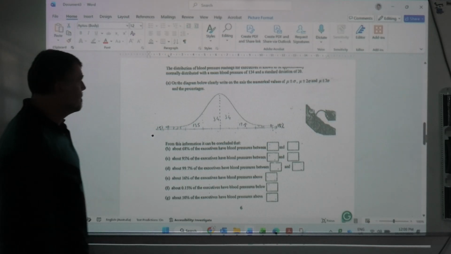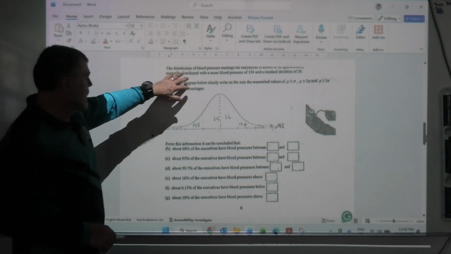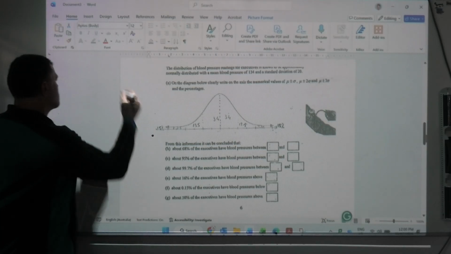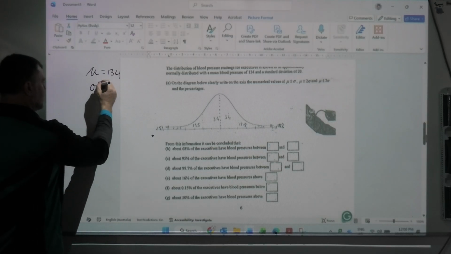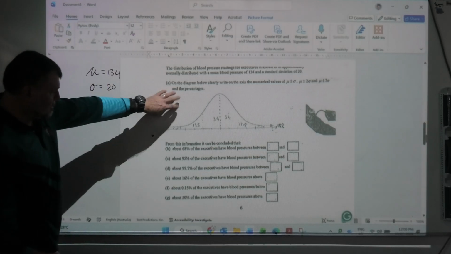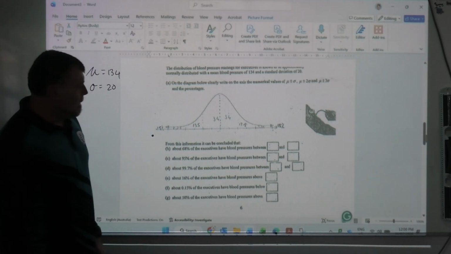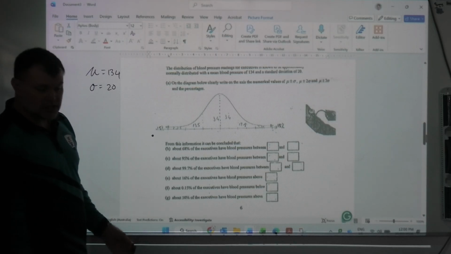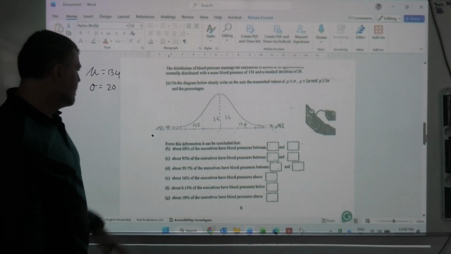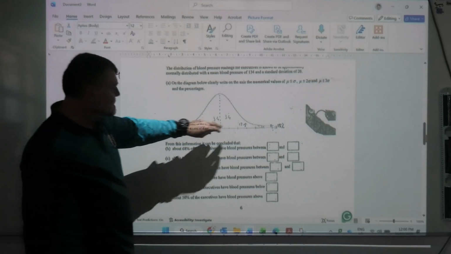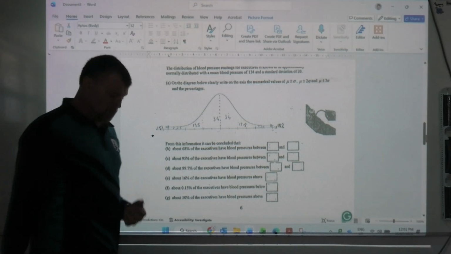So if we look at this question, it says the distribution of blood pressure readings for executives is normally distributed with a mean blood pressure of 134. So we've got a mean of 134 and a standard deviation of 20. On the diagram below, we want to clearly write on the axis the numerical values of mean plus and minus one deviation, mean plus and minus 2 deviations, and mean plus and minus 3 deviations. And then we want to write the percentages. Well, we've got the percentages on here already. Okay, we know we've got 34, 13, 2.15, 0.15 there.